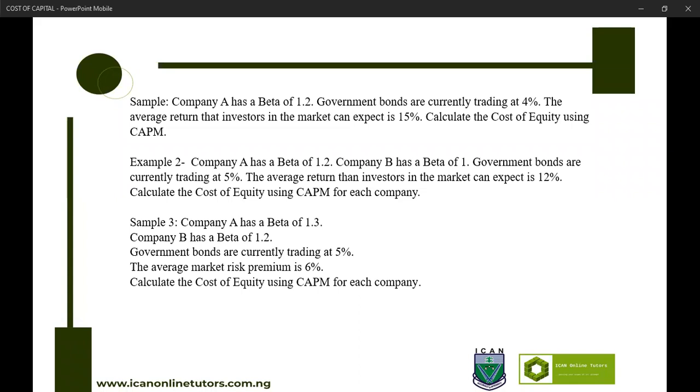Now, from this information, what is our risk-free rate of return? It's 4%. Why is it 4%? Your risk-free rate of return is the same thing as your government bond. And why is it risk-free rate of return? Most government bonds are less risky, so the risks involved will not be associated. So it's either we have risk-free rate of return or we have government bond. So this represents your risk-free rate of return.